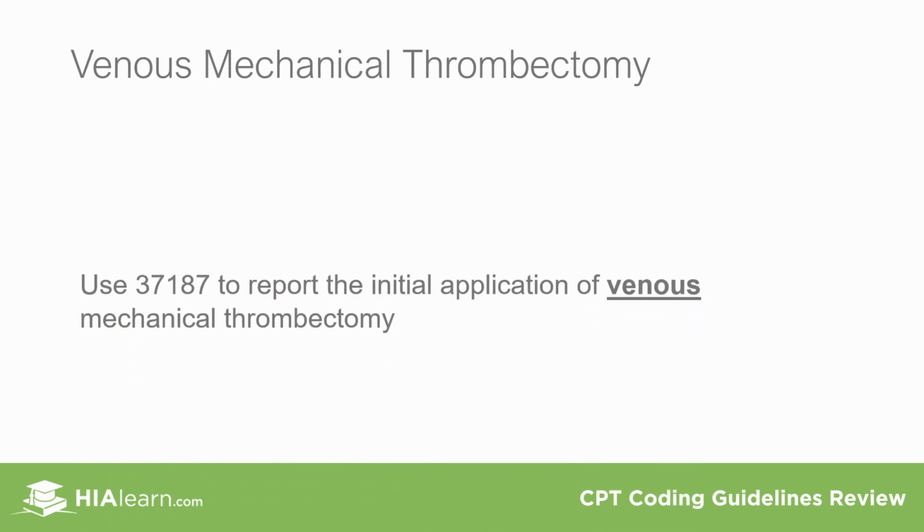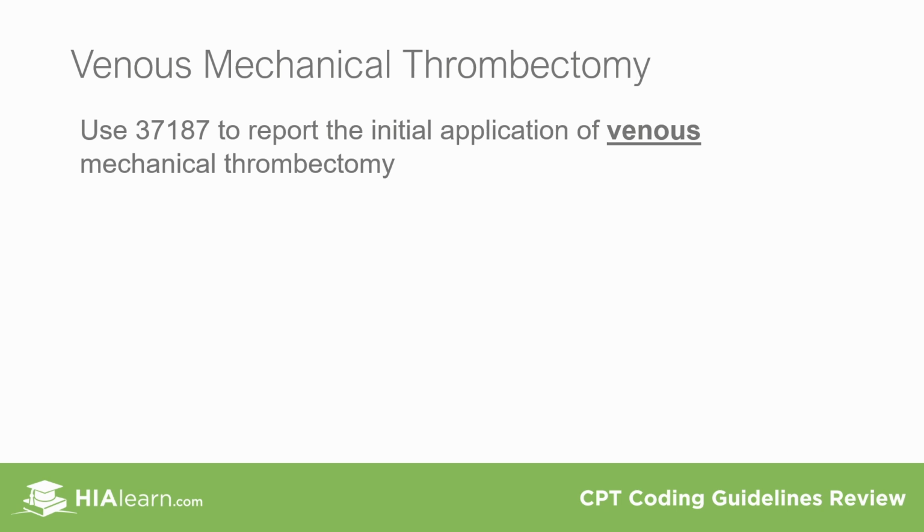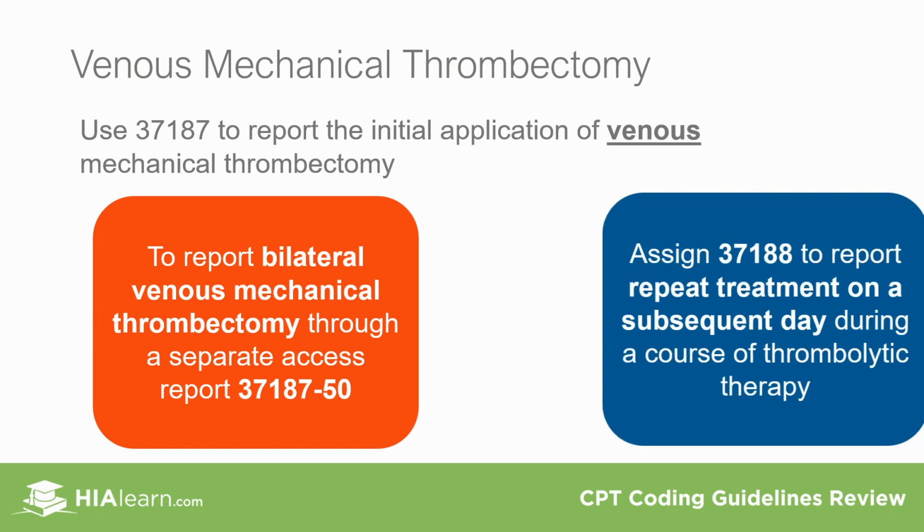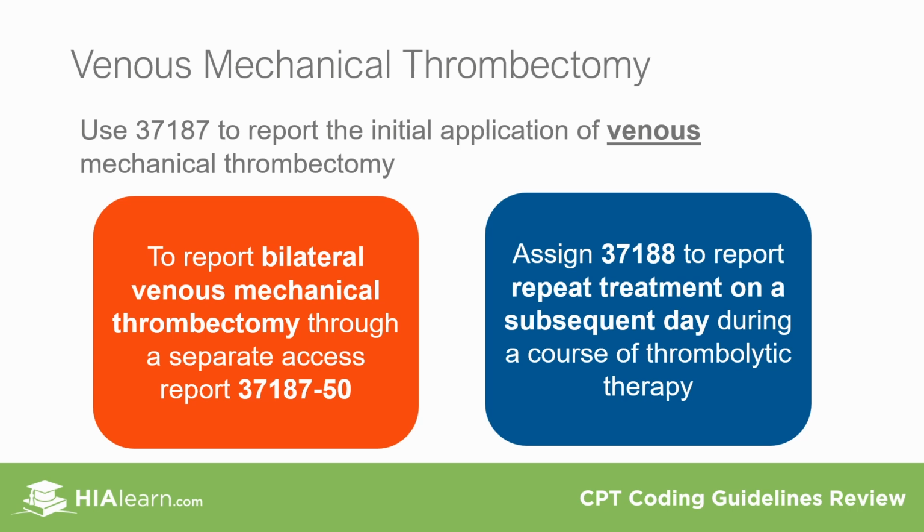Code 37187 is used to report venous mechanical thrombectomy. If this procedure is performed bilaterally through a separate access, append modifier 50 to 37187. Code 37188 is assigned to report repeat treatment on a subsequent day during a course of thrombolytic therapy.